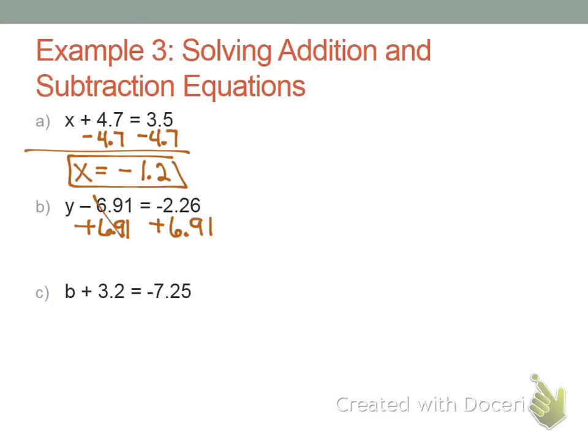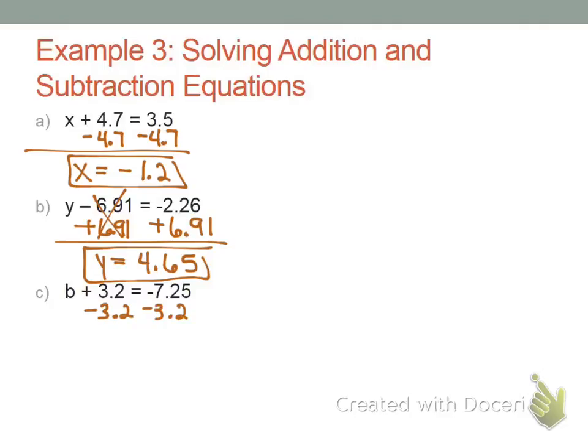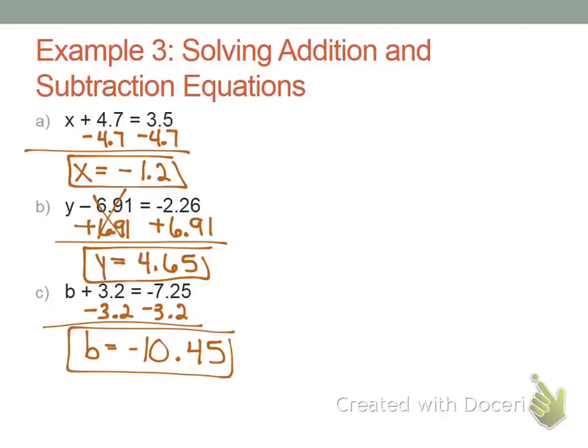So you have Y by itself. Those cancel, and now you have Y by itself. Y equals 4 65 hundredths. All right, go ahead and do C. What did you do? Did you add or subtract 3.2? Subtracted it. What'd you get? 10.45. Very good. All right, so that's it for example 3.